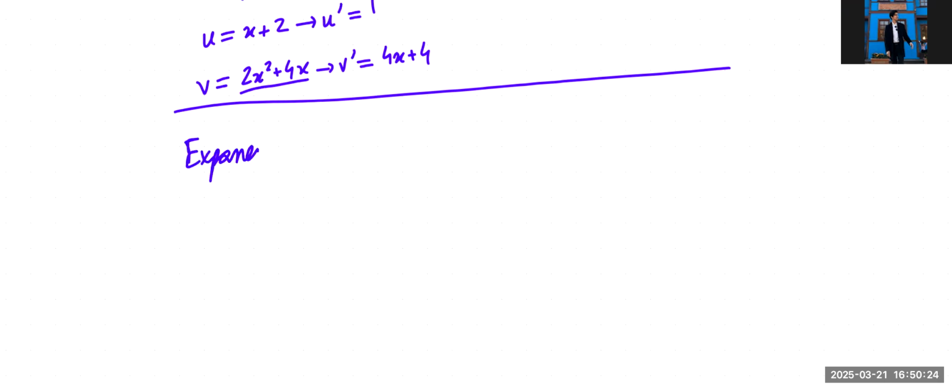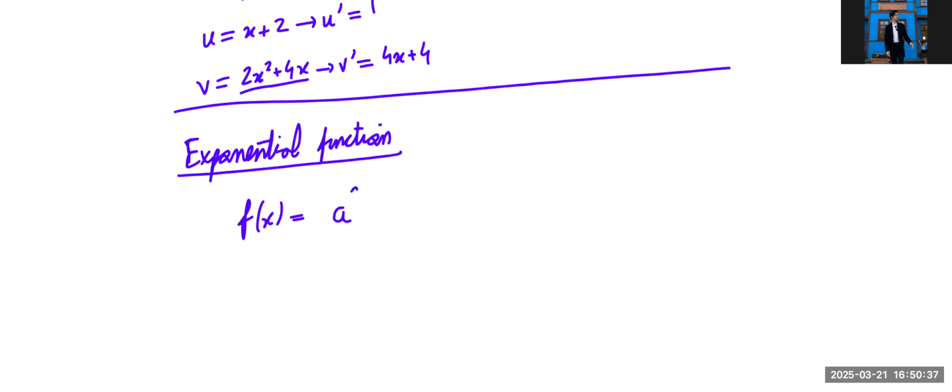The exponential function, again, a very big misconception is that the exponential function is specifically the one with the e at the base. That's not true. An exponential function is any function that has a number at the base and a variable in the power. That's a very general thing to say.